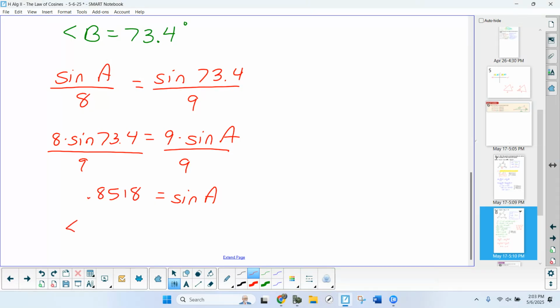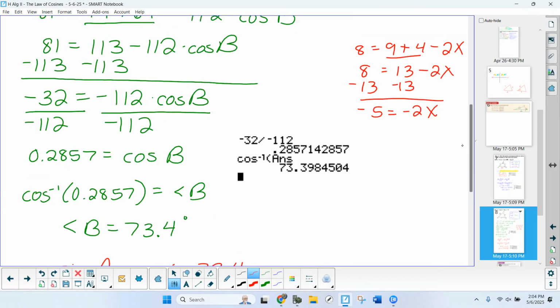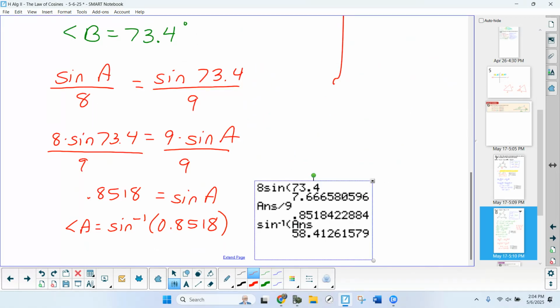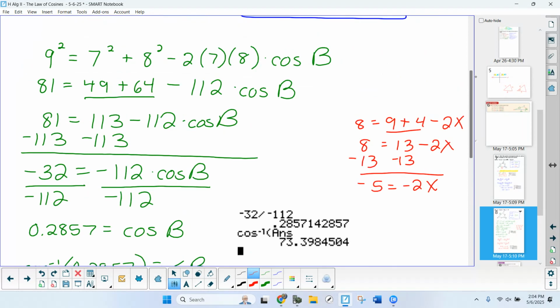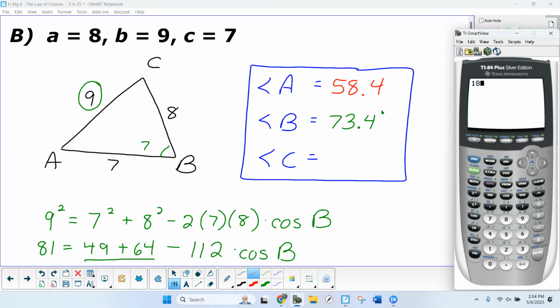And then how do you find angle A? Inverse sine. Yeah. Second sine, second answer. And what do you get for angle A? 58.4. Did you get 58.41? Did you guys all get 58.4? Okay. 58.4. So how do I find angle C? 180 minus 58.4 minus 73.4.